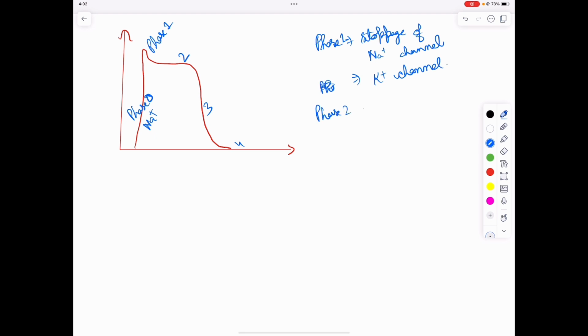Now what happens in phase 2? Remember that phase 2 is the plateau phase. So what happens is that the potassium channel is already open, but the calcium channel also opens, and therefore both balance out their electrical charges, and therefore the charge does not change in the cardiac muscle fiber.